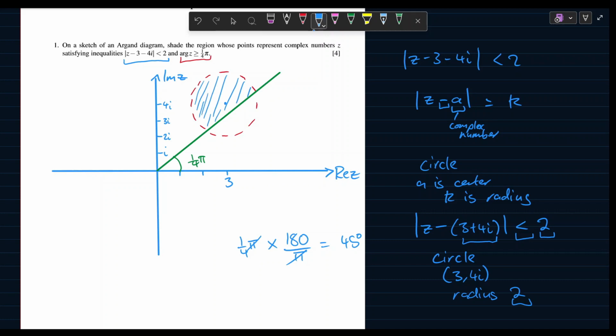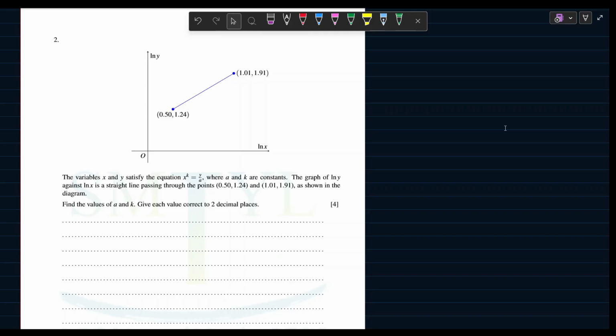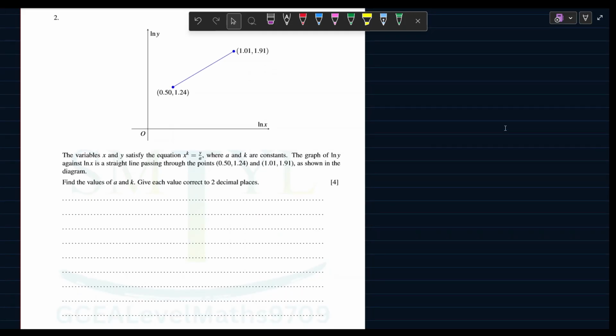That would be our Argand diagram. Number 2, the variables x and y satisfy the equation x to the power k is equal to y over a, where a and k are constants. The graph of ln y against ln x is a straight line passing through the points (0.50, 1.24) and (1.01, 1.91) as shown in the diagram. Find the values of a and k, give each value correct to 2 decimal places.